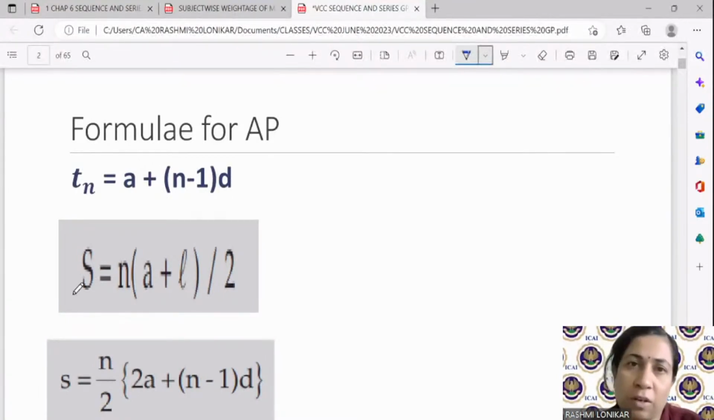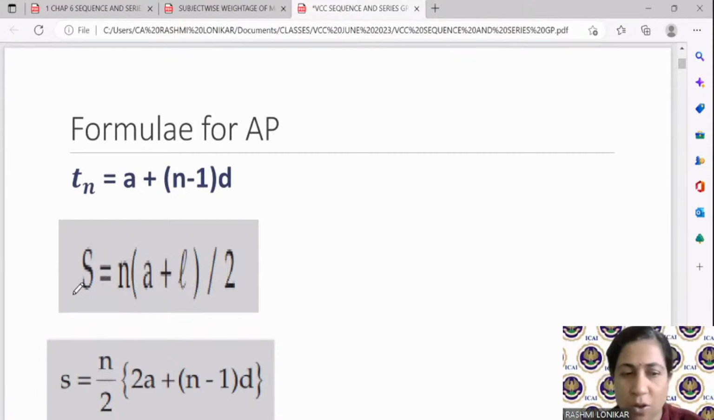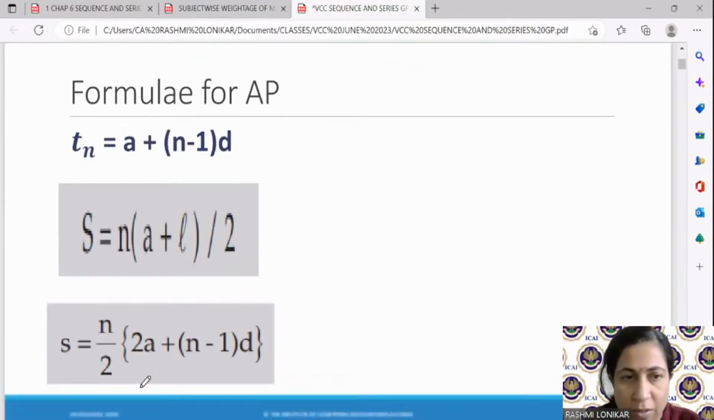And for finding the sum of the series, you have 2 formulas. If I know the first term and the last term, I will use this: S is equal to n into a plus l upon 2, where a is the first term, l is the last term. If I don't have that, then I will write S is equal to n by 2 into twice a plus n minus 1 into d.